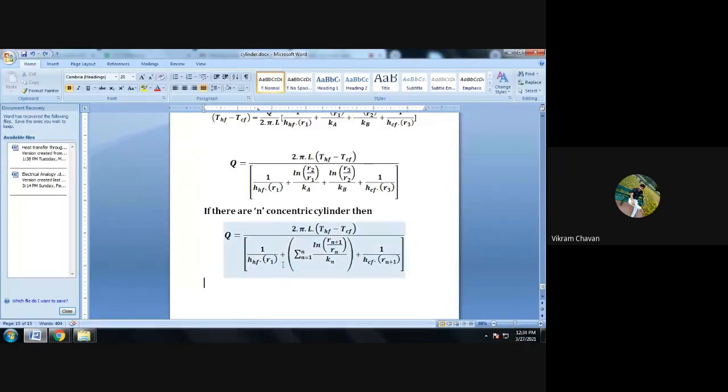Is there any question, any doubt? Okay, so we have covered composite cylinders now. We'll take the problems on the composite cylinder in the next lecture.